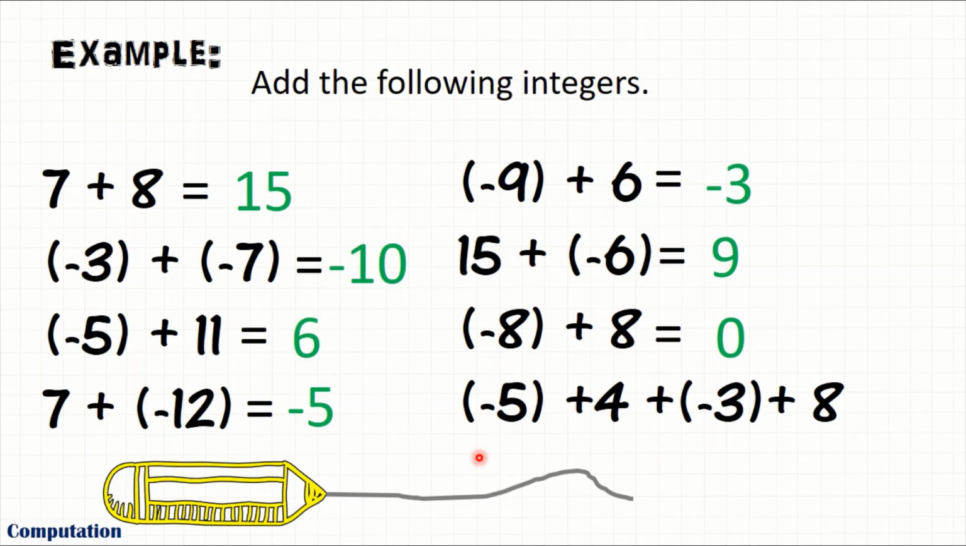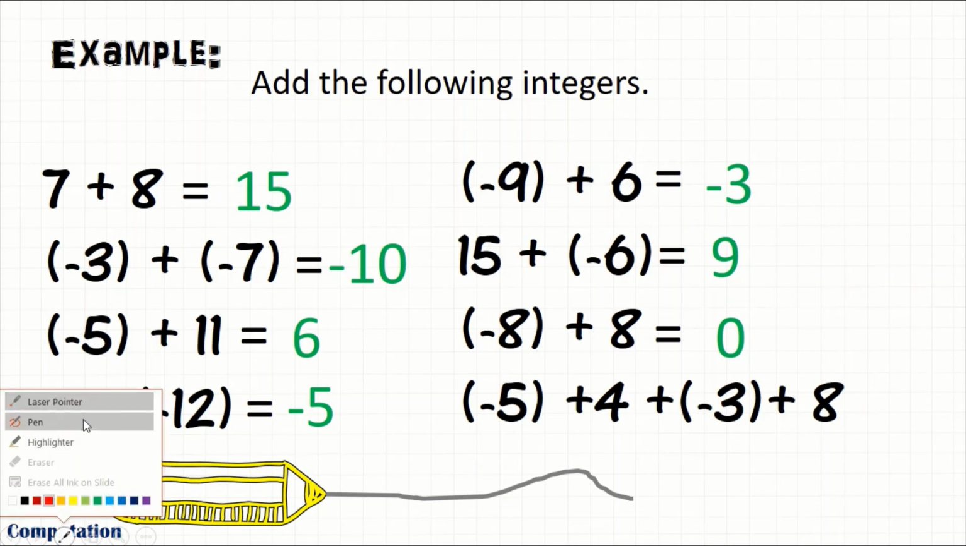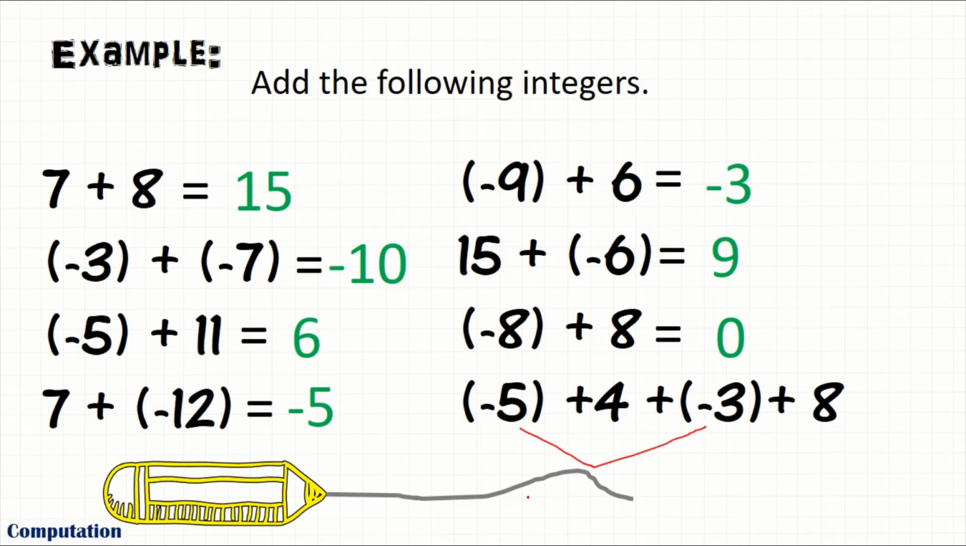How about this? Negative 5 plus 4 plus negative 3 plus 8. Dito pumapasok yung tinatawag nating combining like terms, wherein ipag-add natin yung mga numbers na magkakaparehas ng sign. Here, i-add muna natin ang negative 5 at ang negative 3. So, we have here negative 8. And the next, add naman natin ang positive 4 at positive 8. So, we will obtain a positive 12.